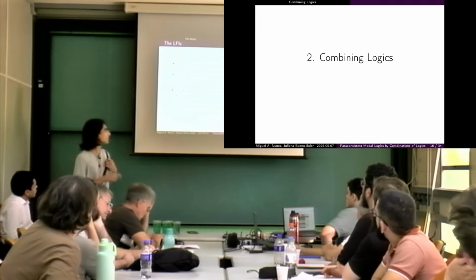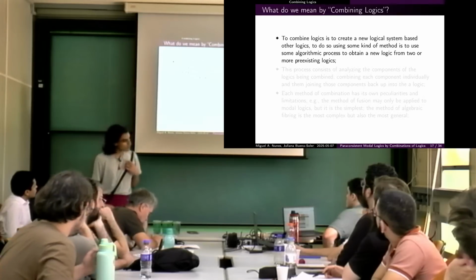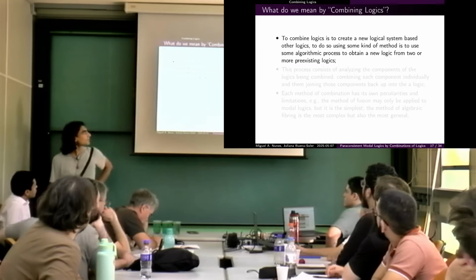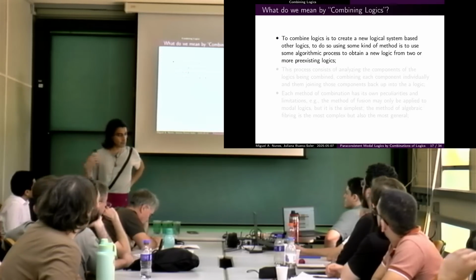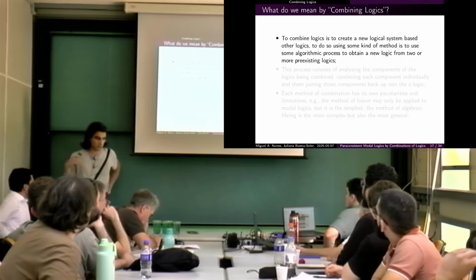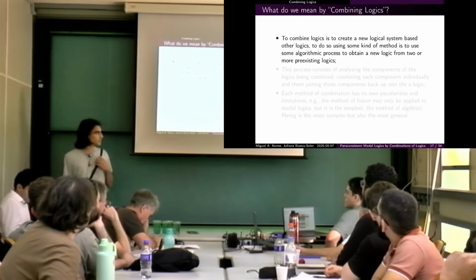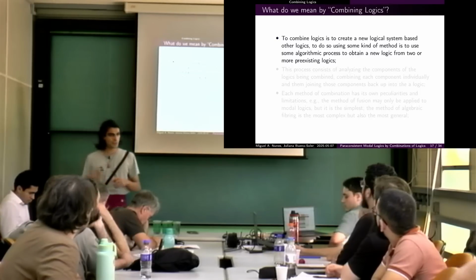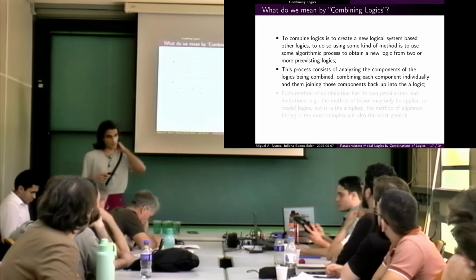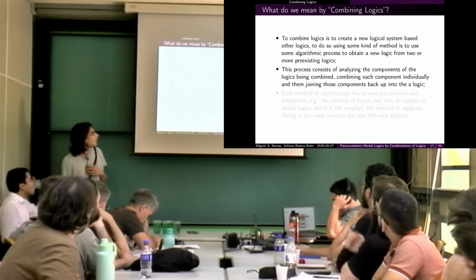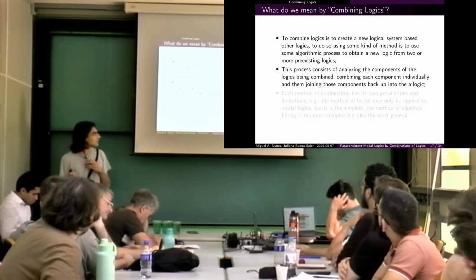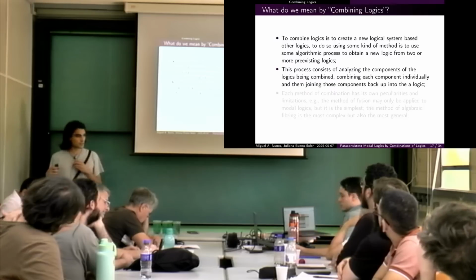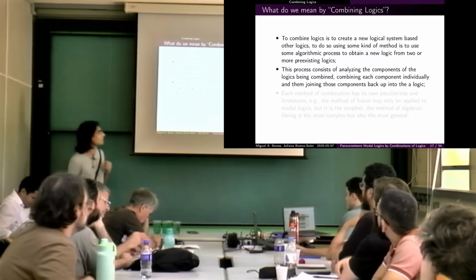So, combining logics. To combine logics is to create a new logical system based on other logics. To do so using a method is to use some kind of algorithm to join up two or more logics into a new logic. This process essentially consists of analyzing the components of the logics being combined, combining each component individually, and then joining up the components into the new logic that you are interested in.